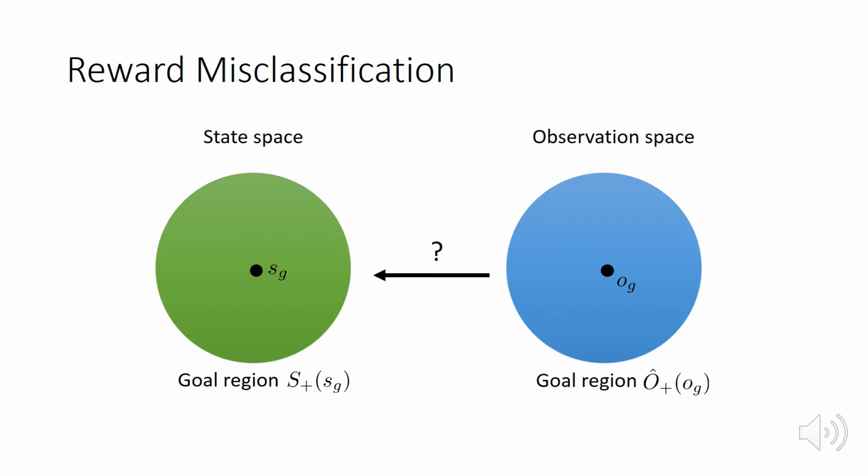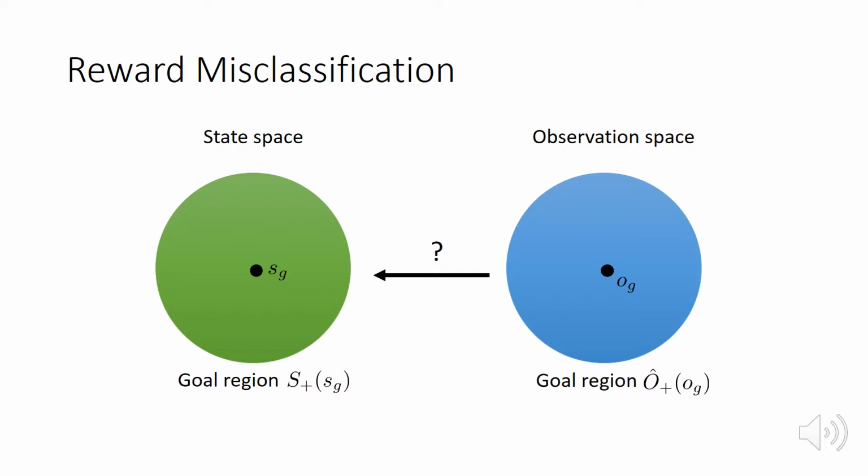A positive reward is given when the current state is sufficiently close to the goal state. Here, the green circle shows the region that receives a ground truth positive reward when SG is the goal. On the right is the observation space, where we want to specify a proxy reward function that matches the ground truth rewards without knowing the ground truth state, and the blue circle represents the region that receives a positive reward based on the proxy reward function.